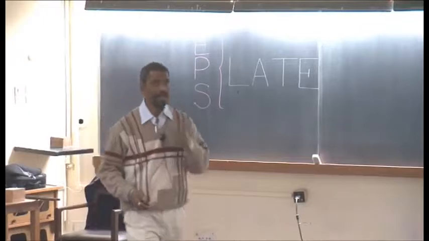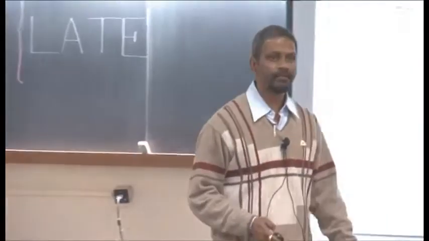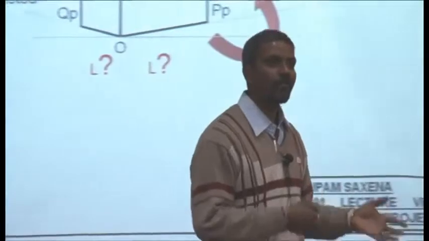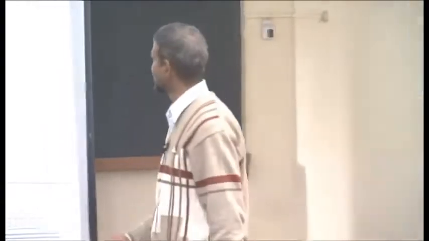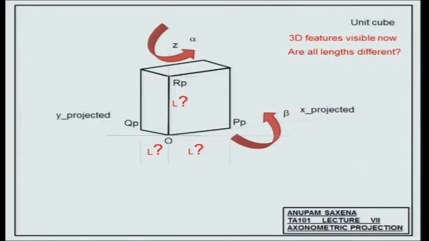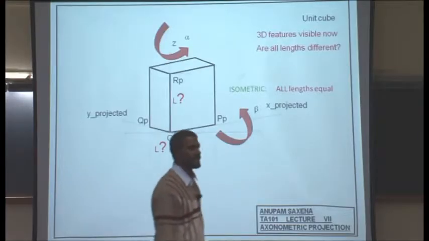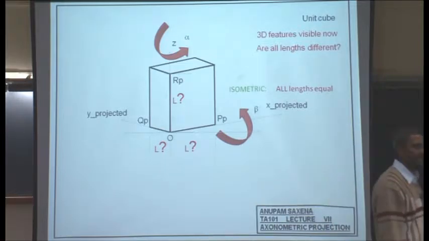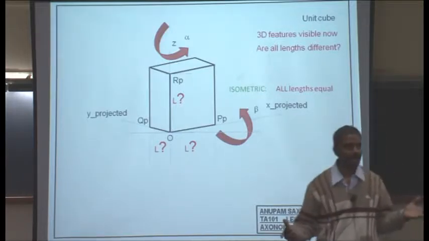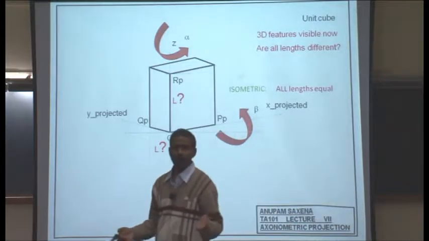Now, depending on what angle alpha is and what angle beta is, we'll have to figure out by how much these lengths actually get reduced. For that, we need mathematics. You would agree with this, no? All lengths are different for arbitrary angles alpha and beta. Now, it so happens that for a certain set of angles alpha and beta, you get these three lengths to be totally equal. And when you're looking at that projection, it's called the isometric. Iso means same, metric means scale, isometric projection. When all the three lengths are equal.